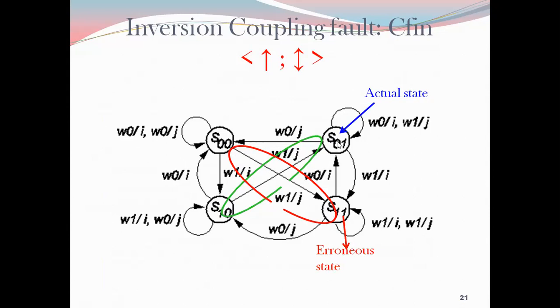It should have changed the state to this. It should have changed the state to S11 only because I is already 1. I should not have changed, but actually I am landing in a wrong transition indicated by this green. So this is what inversion does: it is going to invert the victim cell value. Okay.